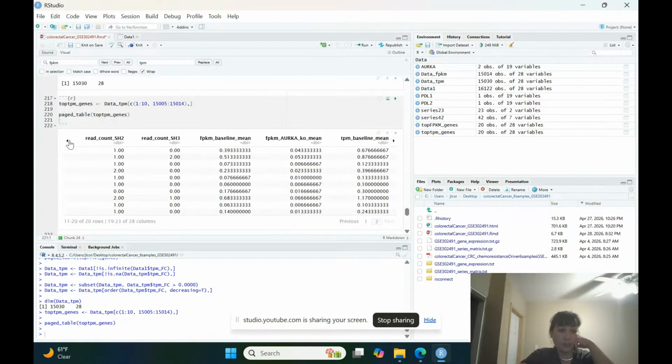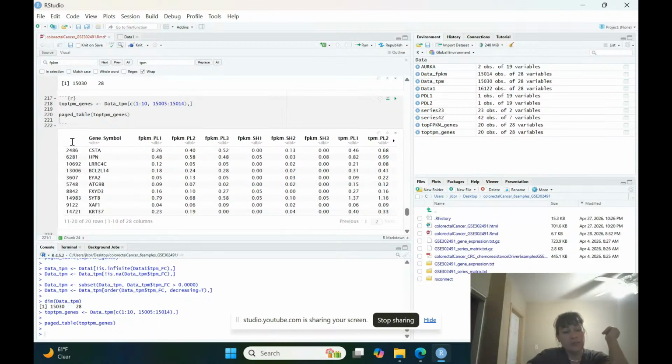Let's see what these genes are. Yep, so those are our genes. This red one came up twice. I think the IGSF10 looks familiar.